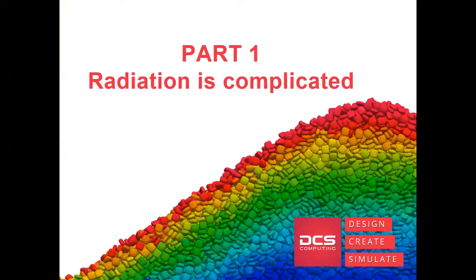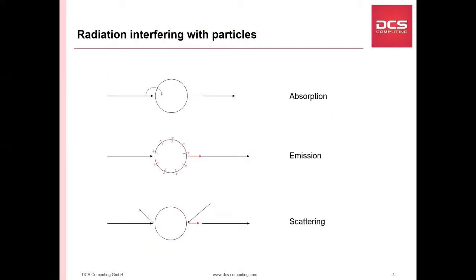So first, radiation is complicated. When it comes to radiation, we have three parts. We have absorption, emission, and scattering. Absorption and emission are pretty straightforward. Absorption is the radiation that gets transformed into internal energy. Emission is the opposite, internal energy that gets transformed into radiation. And scattering is actually what makes things complicated.